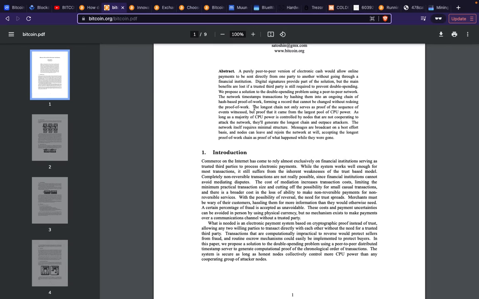So what Satoshi did, basically, is say, in order for you to say this is yours, you have to show the proof of work. You have to work for it. So this is what proof of work is, which is really different than the system we currently have, which is a proof of stake system.